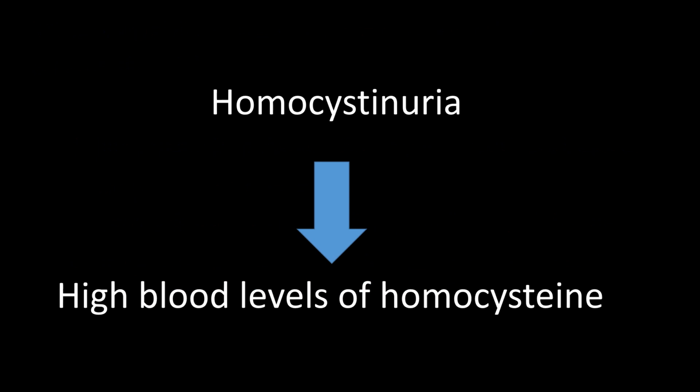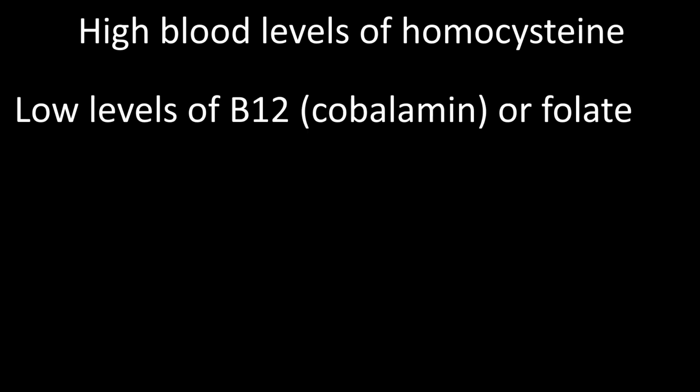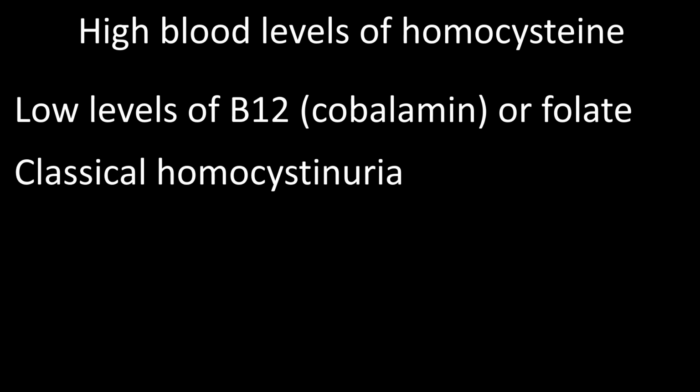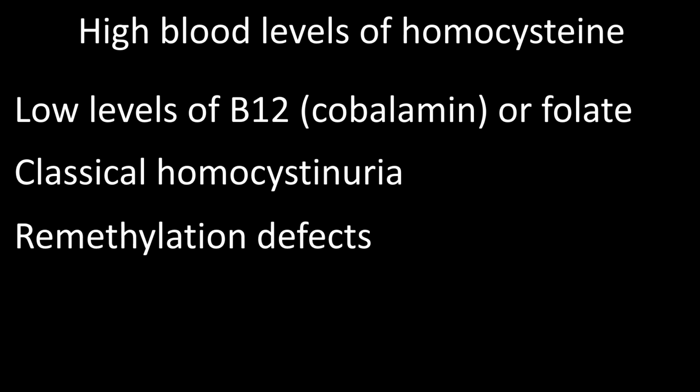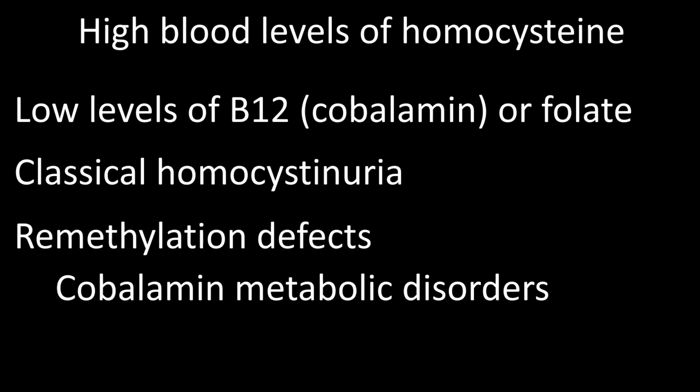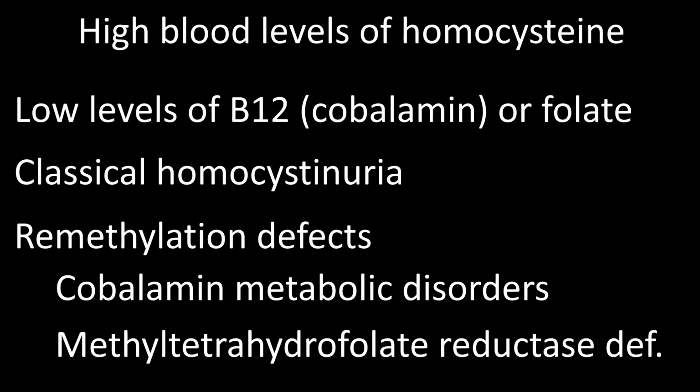The one constant in homocystinuria is high blood levels of homocysteine. High blood levels of homocysteine may result from low levels of B12 and folate due to poor diet or problem with their absorption or transportation, classic homocystinuria, or remethylation defects, which include cobalamin metabolic disorders and methyltetrahydrofolate reductase deficiency.